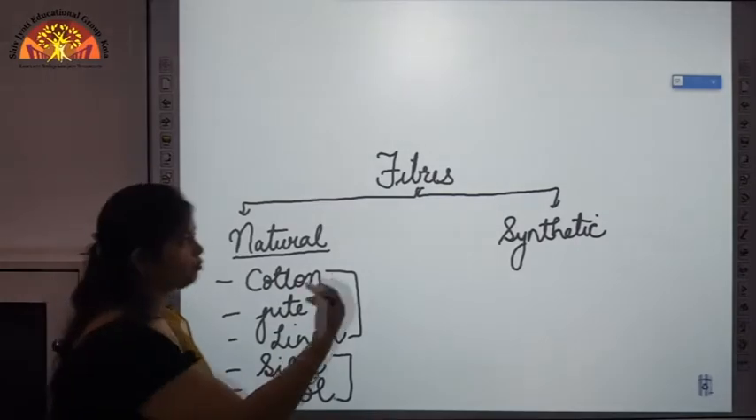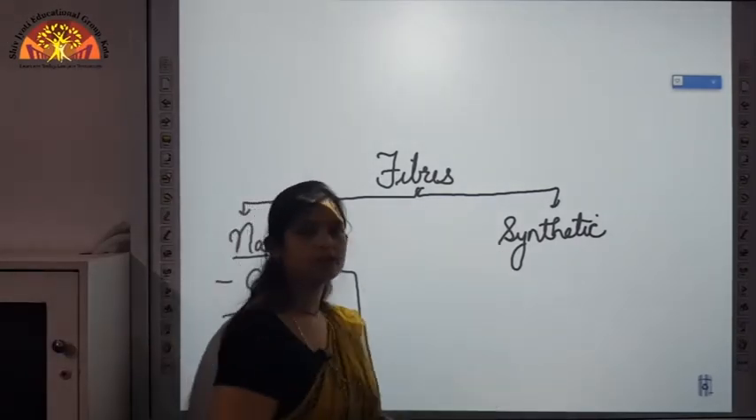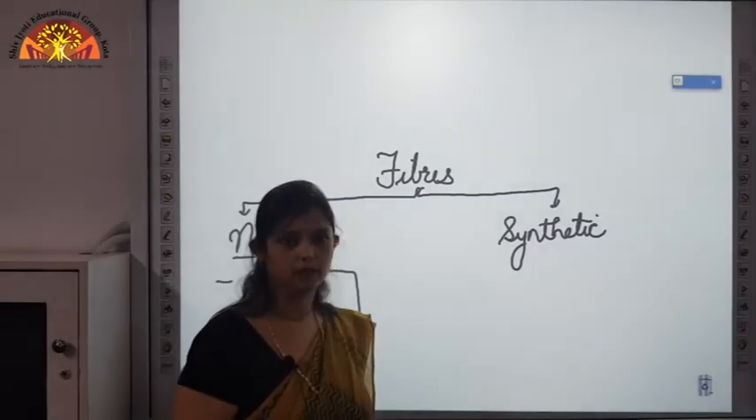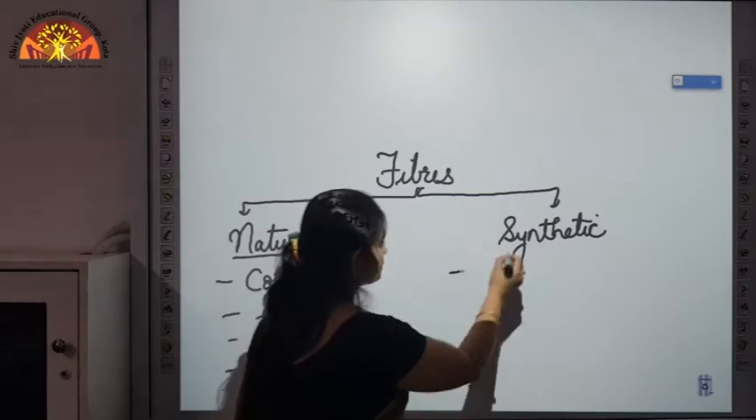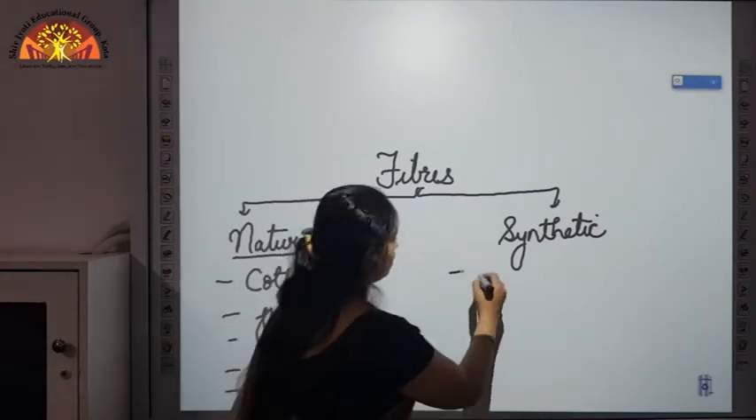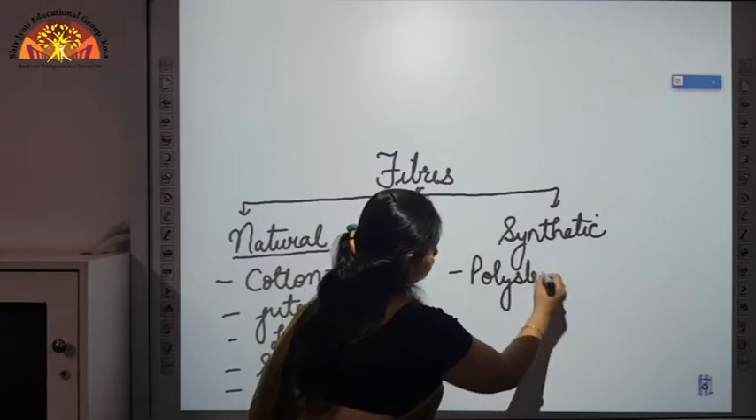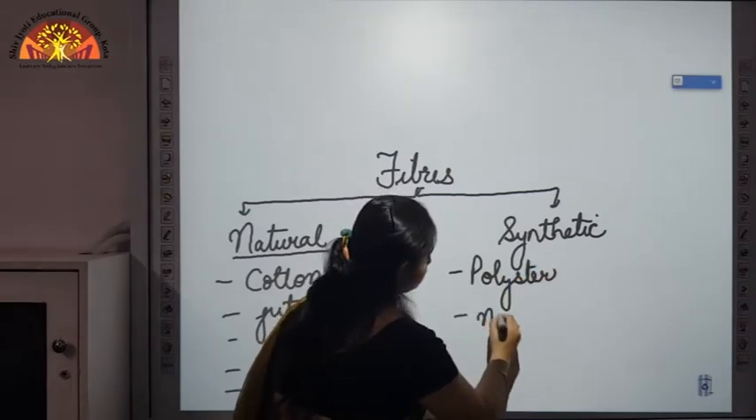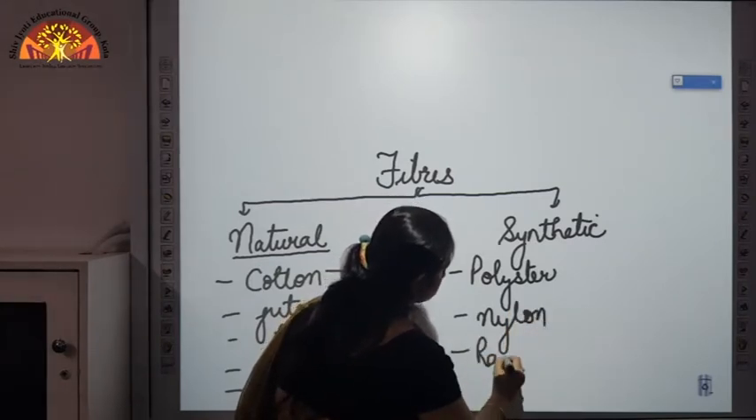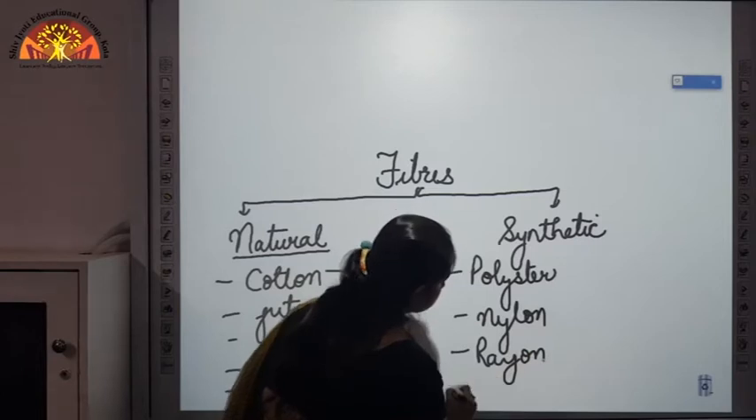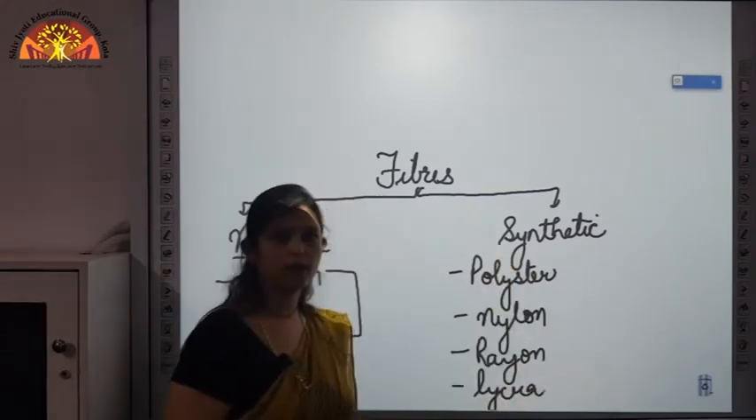Now we move to the next category, that is synthetic fibers. Now these synthetic fibers are the fibers which are made by man. These are also called as man-made fibers. Now some of the examples of man-made fibers are polyester, nylon, rayon, and lycra. So these are some of the examples of synthetic fibers.